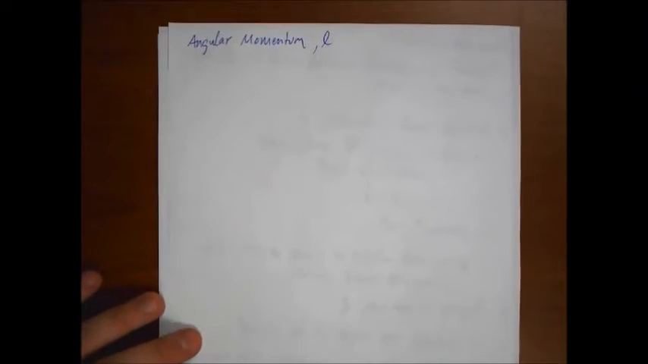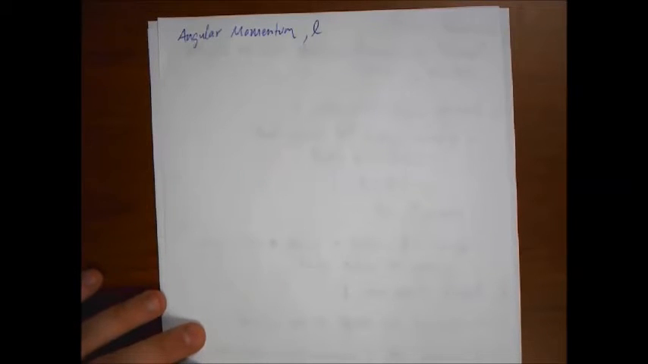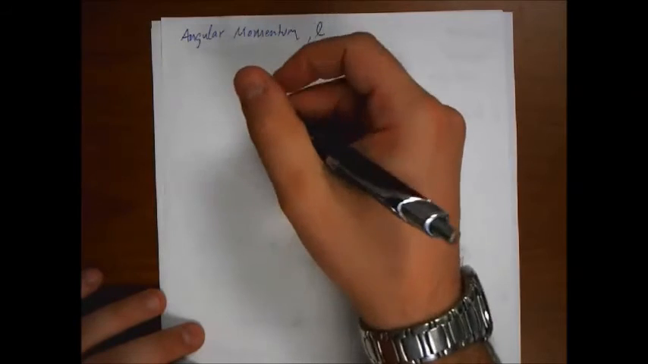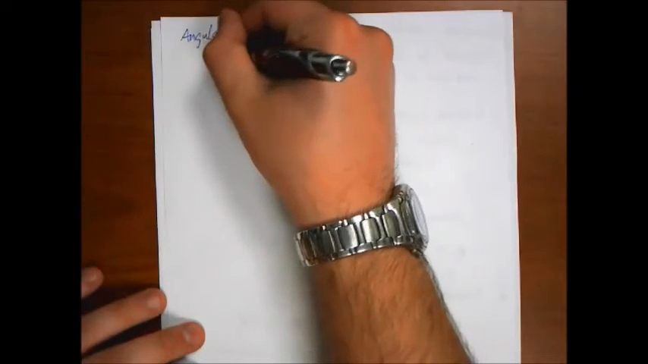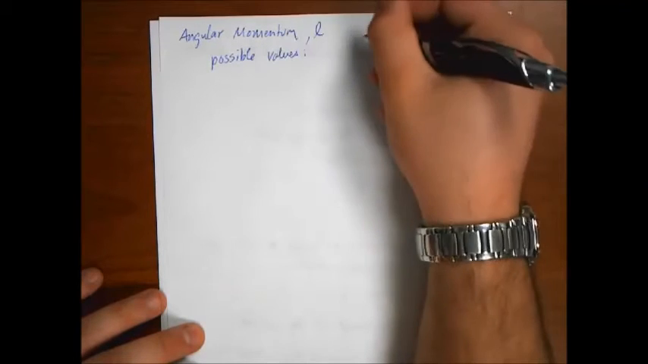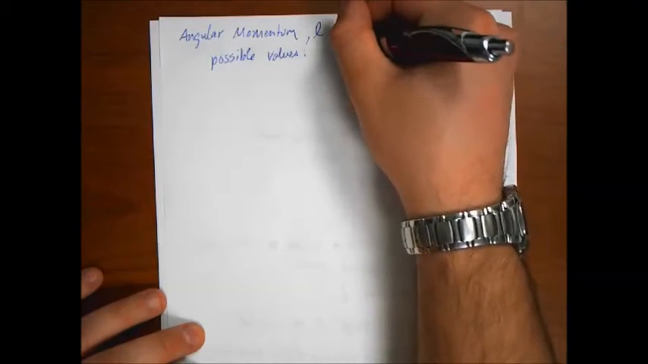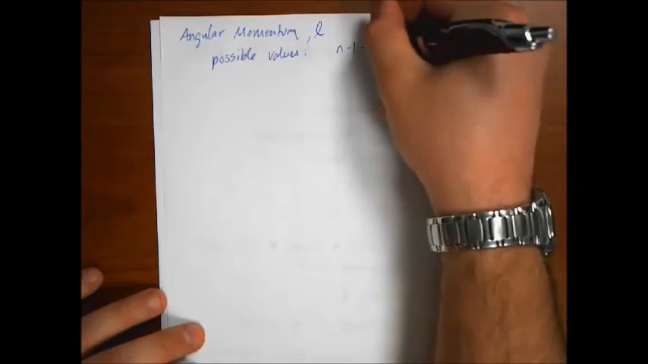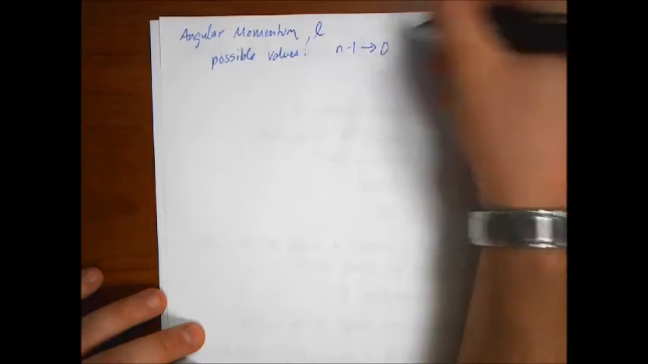Let's talk about what values we can have. So for n, we can have some different values. So for L, we can also have different values. So it turns out that L, the possible values are going to be as follows. They're going to go from n minus 1 through 0.